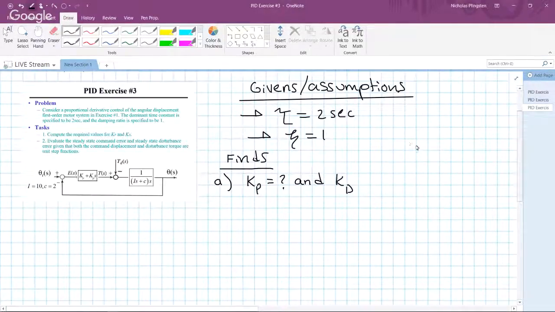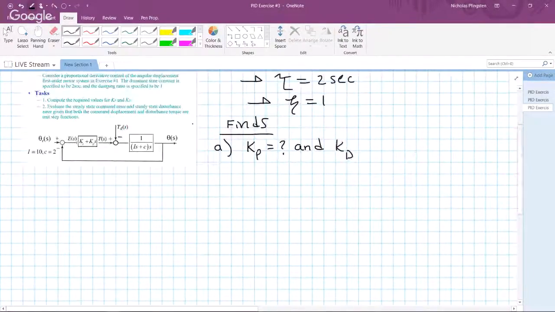And then it says to evaluate the steady state command error and steady state disturbance error, given that both the command displacement and the disturbance torques are unit step functions. We can do that too. So that's going to be B, steady state command error, and C, steady state disturbance error. All right.